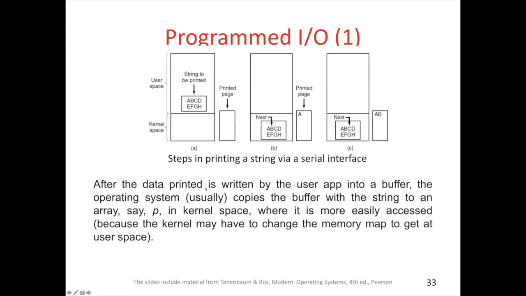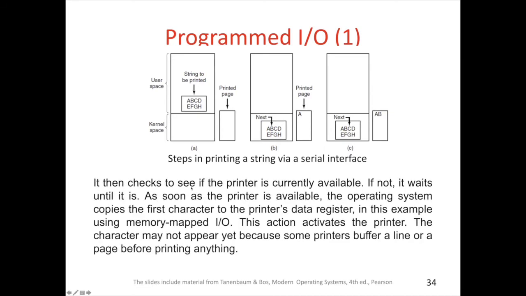After the data to be printed is written by the user app into a buffer, the operating system usually copies the buffer with the string to an array, say P, in the kernel space, where it is more easily accessed because the kernel may have to change the memory map to get to user space. It then checks to see if the printer is currently available. If not, it waits until it is.